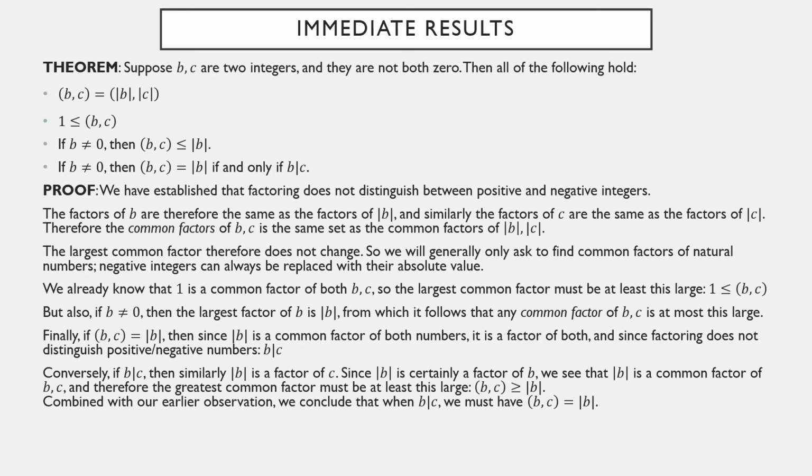Okay, so if and only if in this last claim. This is a handy thing that we will use from time to time. If the greatest common factor of two things is one of the numbers, then that number is a factor of the other. And that's if and only if.